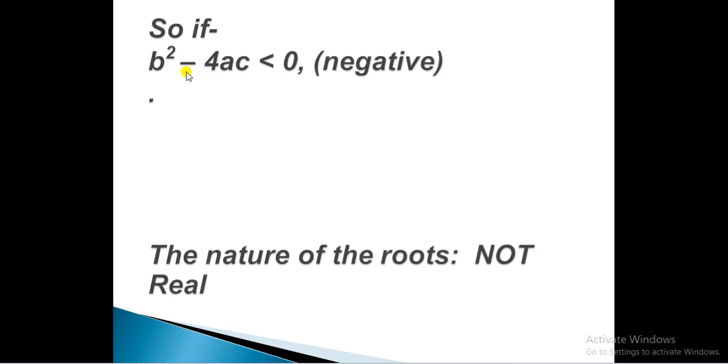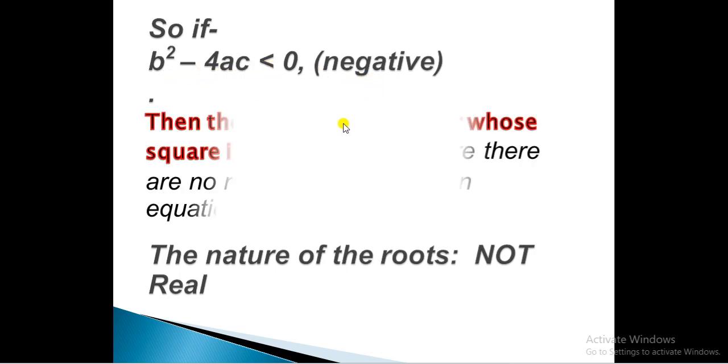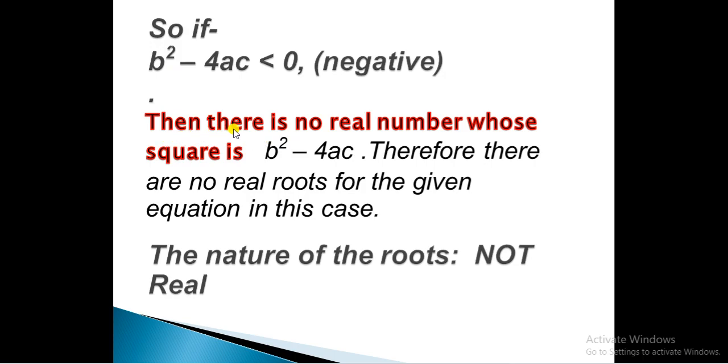We saw that when b square minus 4ac is less than 0, or negative, what is happening? Then there is no real number whose square is b square minus 4ac. Therefore, there are no real roots for the given equation. Mind it, we are talking of real roots. So there is no real root. So nature of roots: not real. No root exists, meaning no real root exists if your d is negative or less than 0.